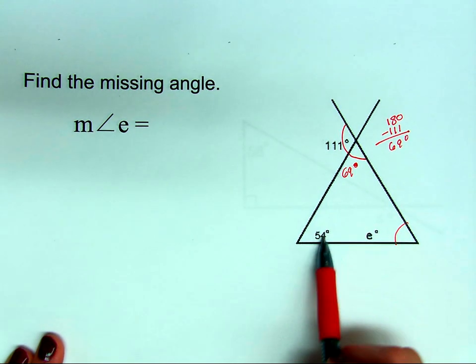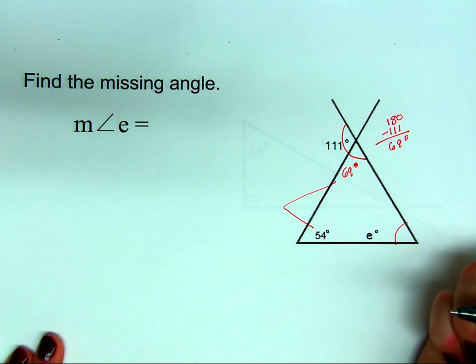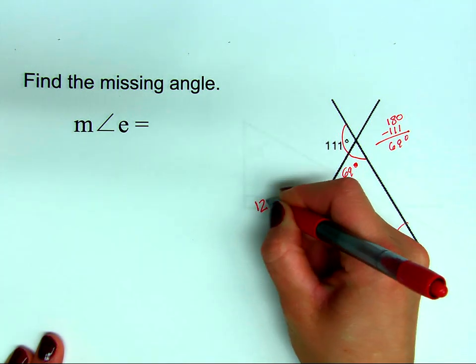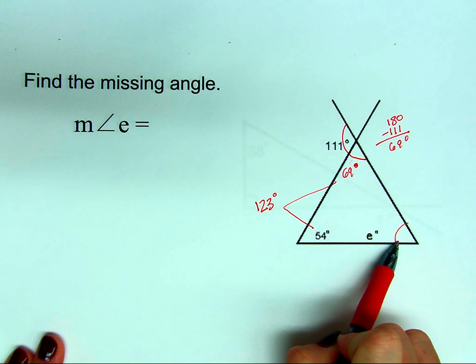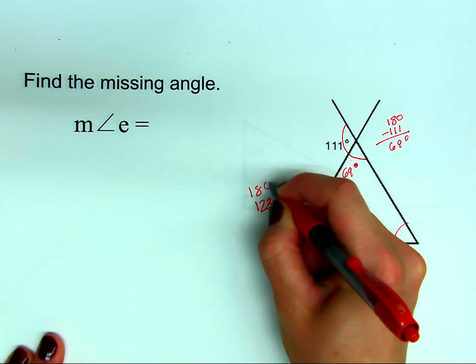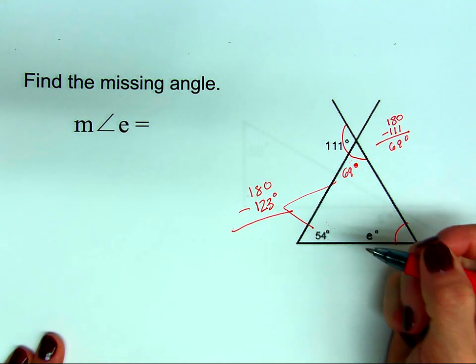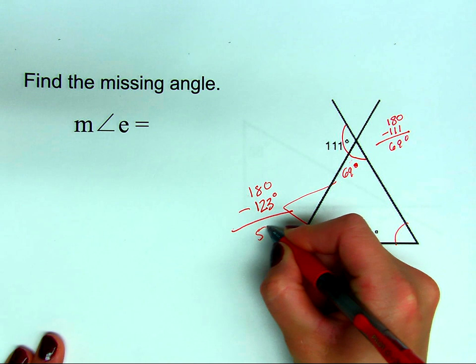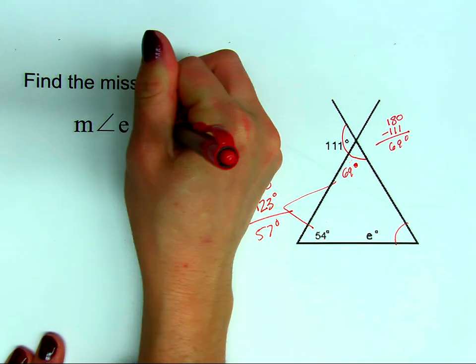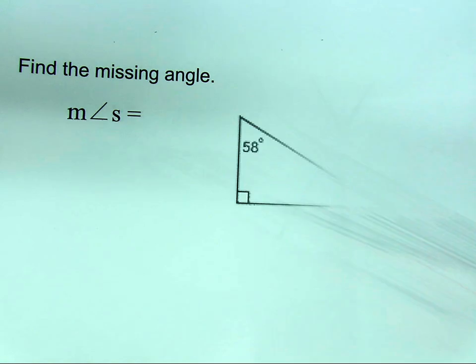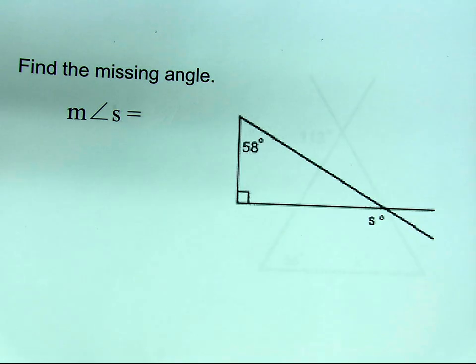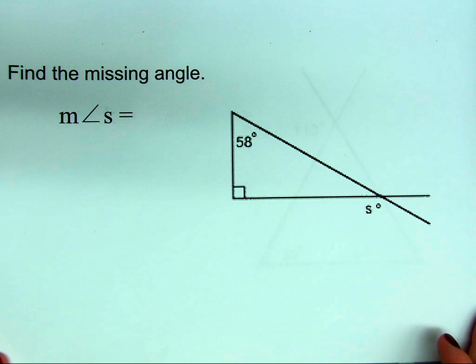Now I can combine these two, my 69 and 54. Those make 123 degrees. Remember, these three angles add up to 180. So I'm going to subtract 123 from 180 to get the measure of angle E to be 57 degrees. Pause the video and see if you can find the measure of angle S.